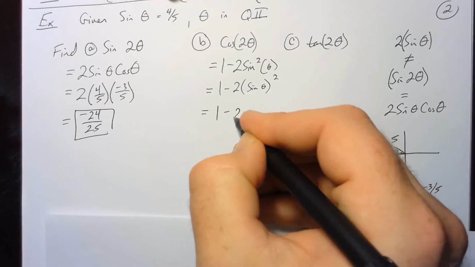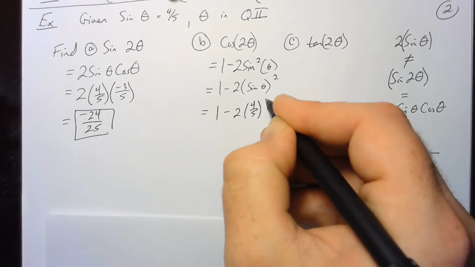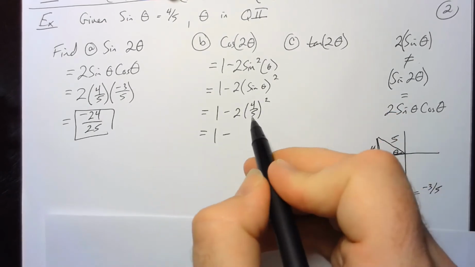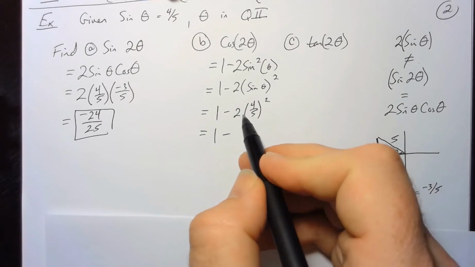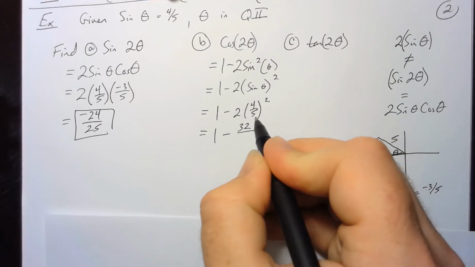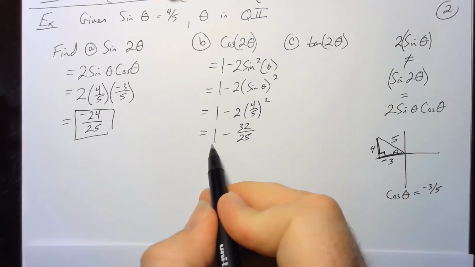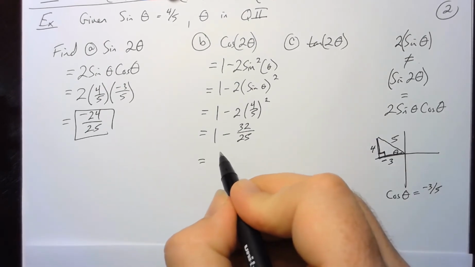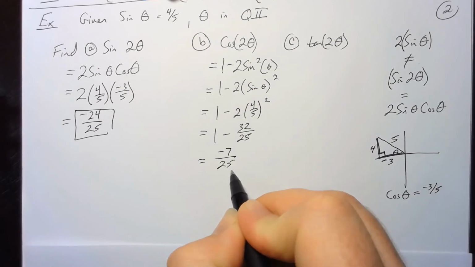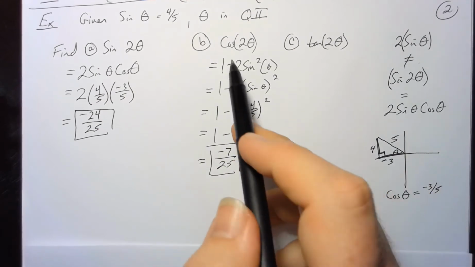So I get 1 minus 2 times (4/5) squared. That's going to be 1 minus, 4 squared is 16, times 2 is 32. So 32 all divided by 5 squared, which is 25. I can go ahead and change this 1 to be 25 over 25, and I'll be left with -7 divided by 25 as the final answer for that.